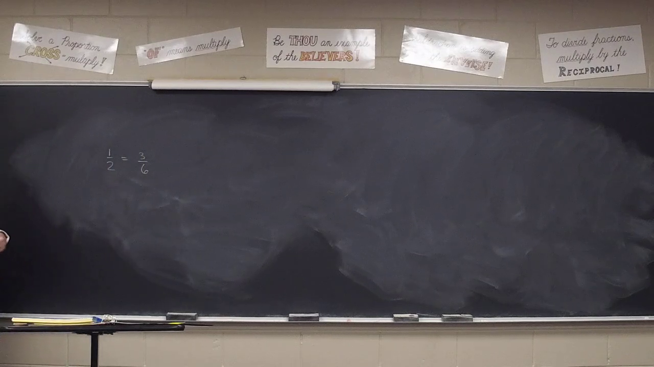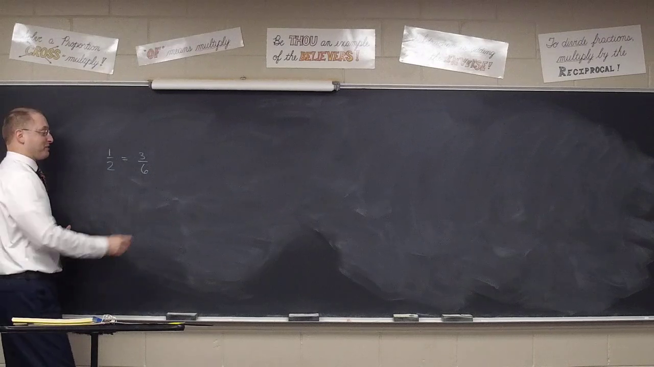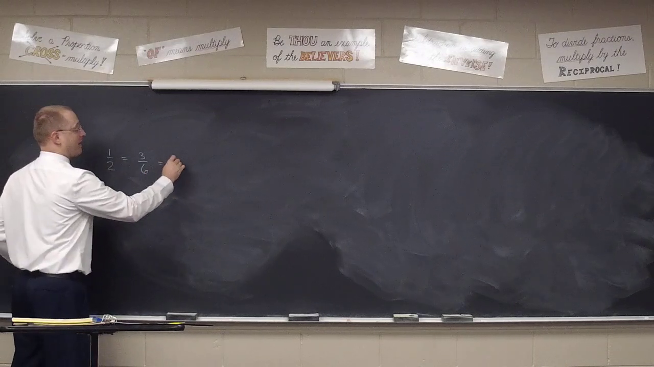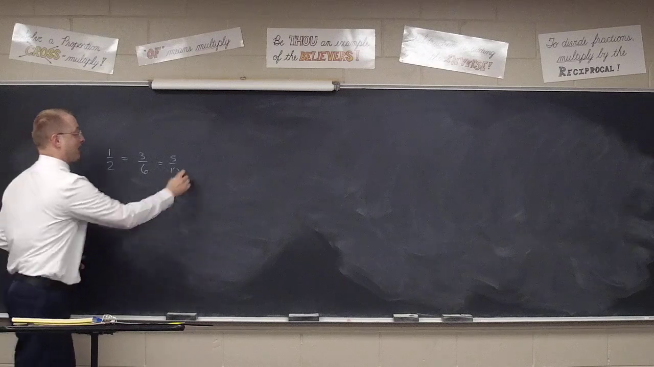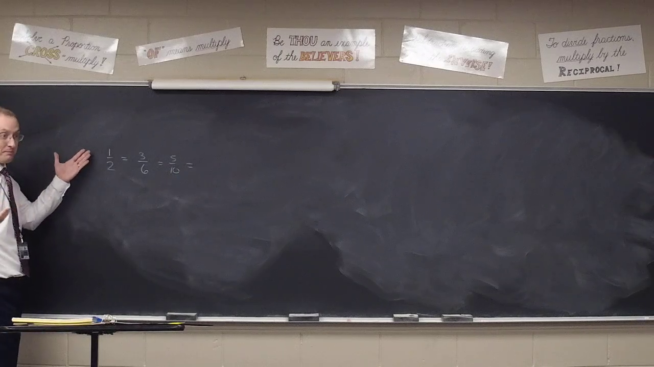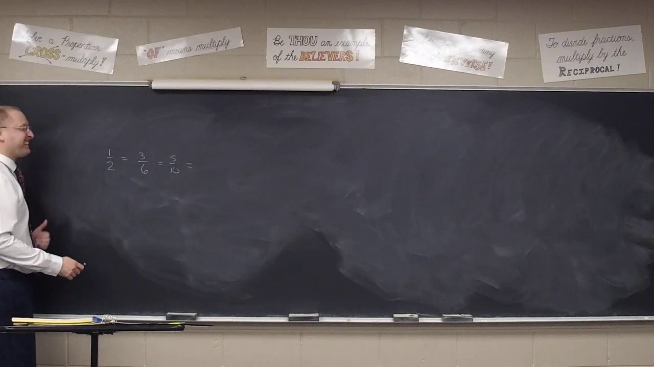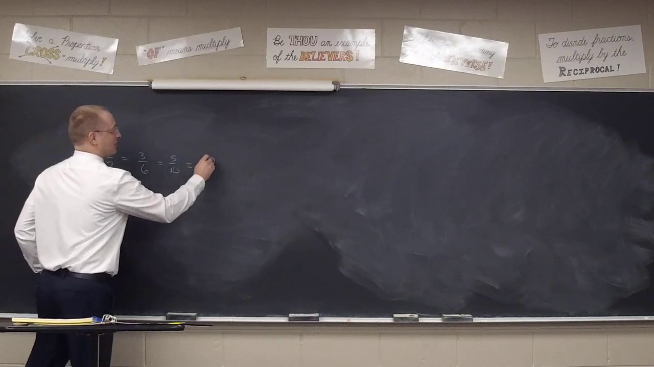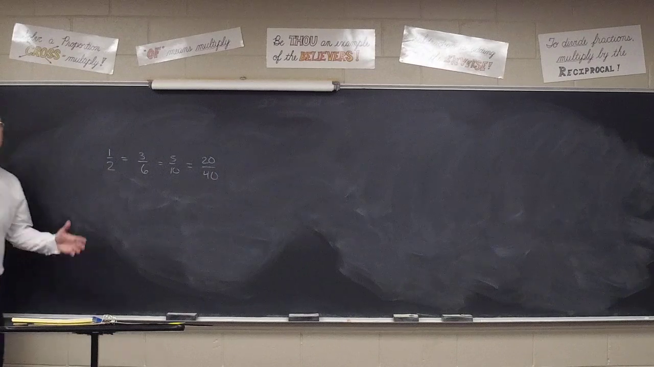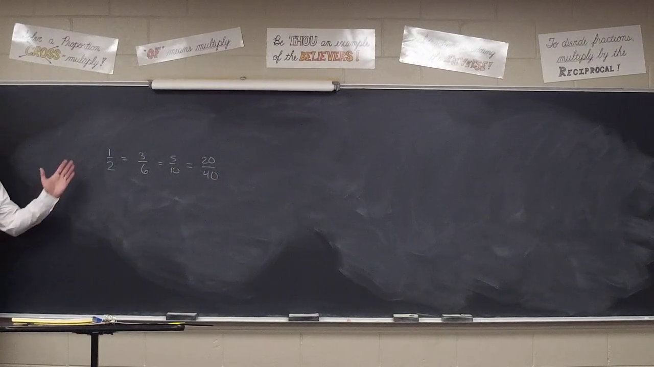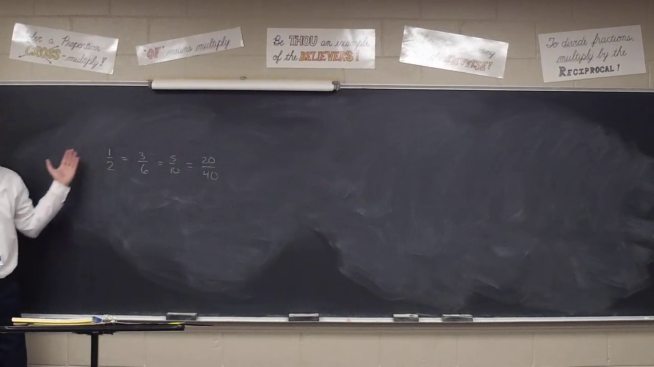3/6, very good. Or Elaine might say, well, I would rather multiply top and bottom by 5 to get 5/10. Or Griffin might like to multiply top and bottom by 20 to get 20/40. There we go, right? And you realize there's an infinite number of equivalent fractions you could make, correct?